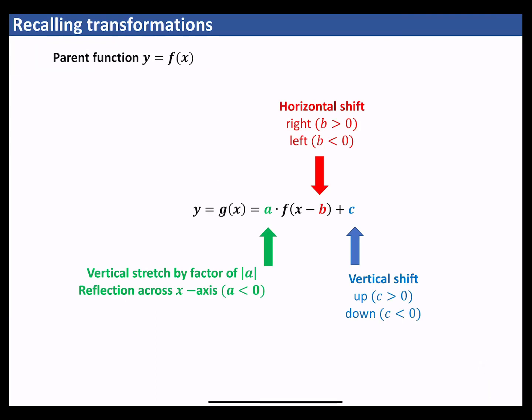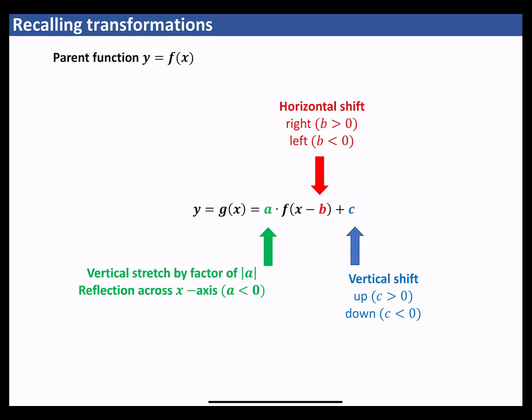Recall our previous work where we studied how the graph of the function g, defined by g of x equals a times f of x minus b plus c, is related to the graph of f, where a, b, and c are real numbers with a not equal to 0. We saw that the real number b horizontally shifts the graph of f, the real number a vertically stretches the graph of f and reflects f over the x-axis when a is less than 0, and the real number c vertically shifts the graph of f.